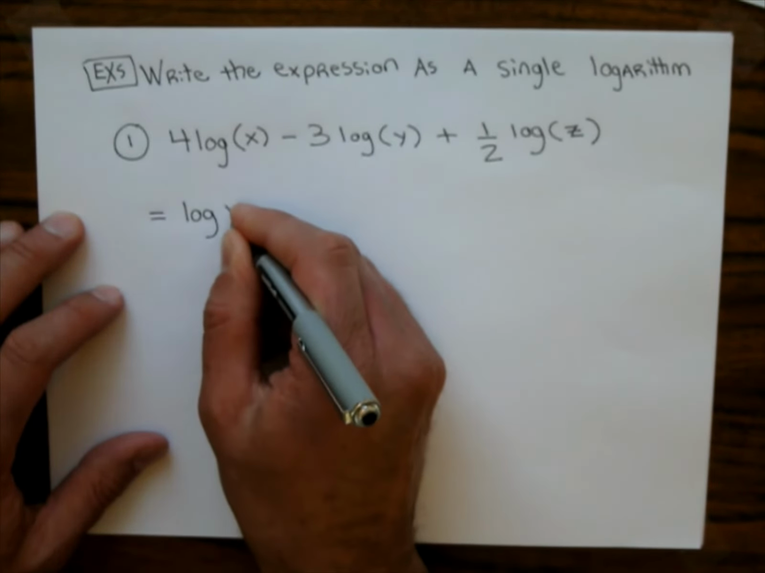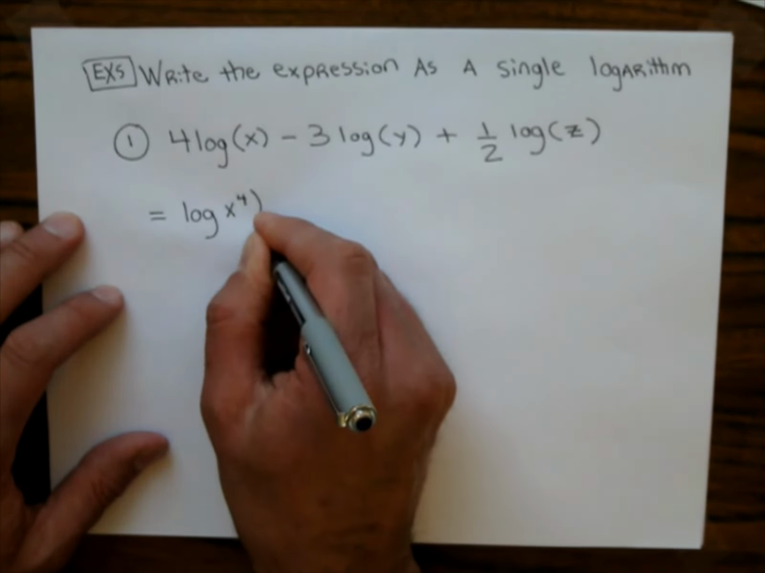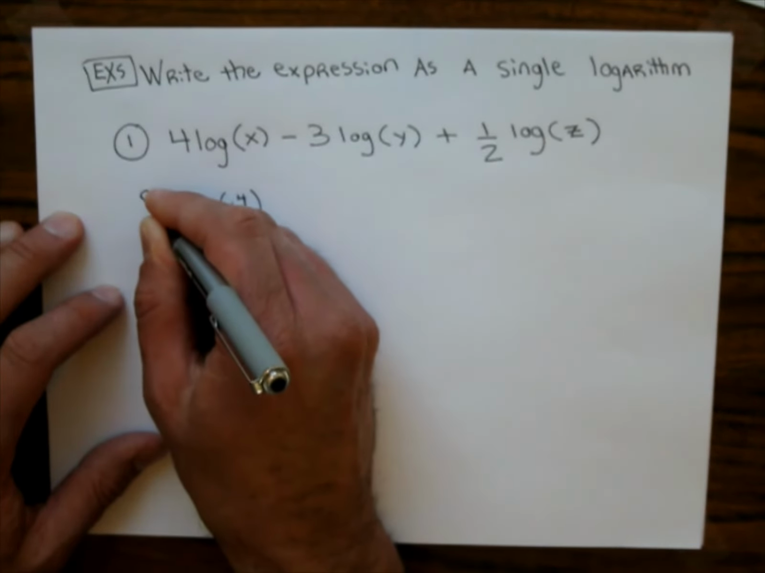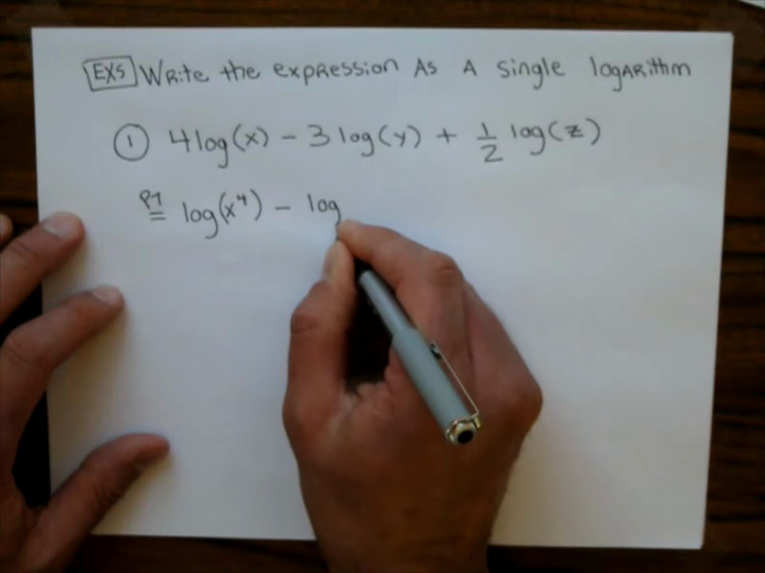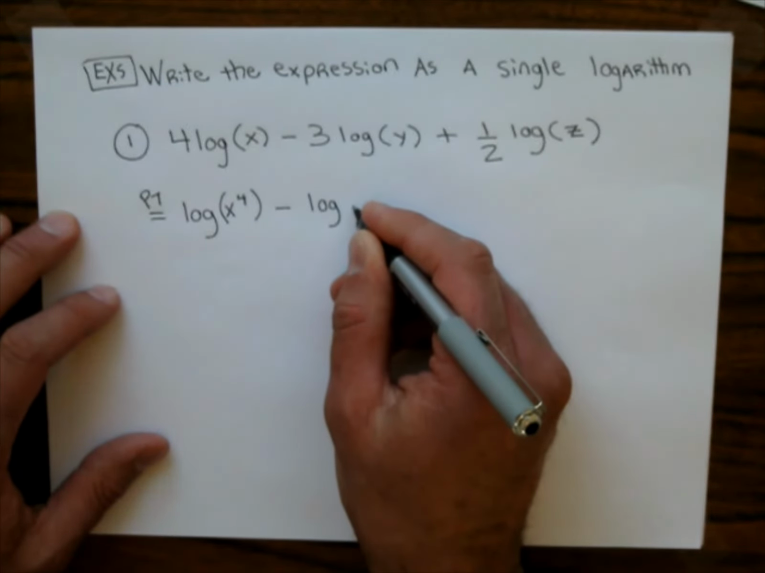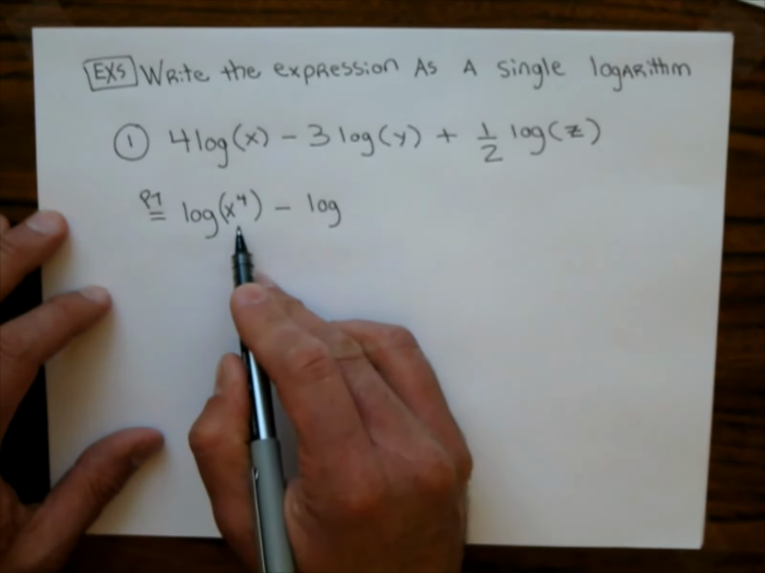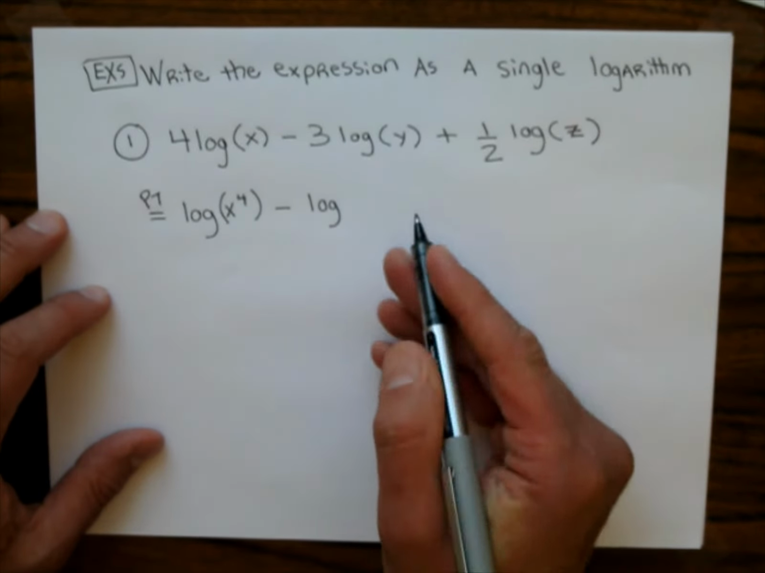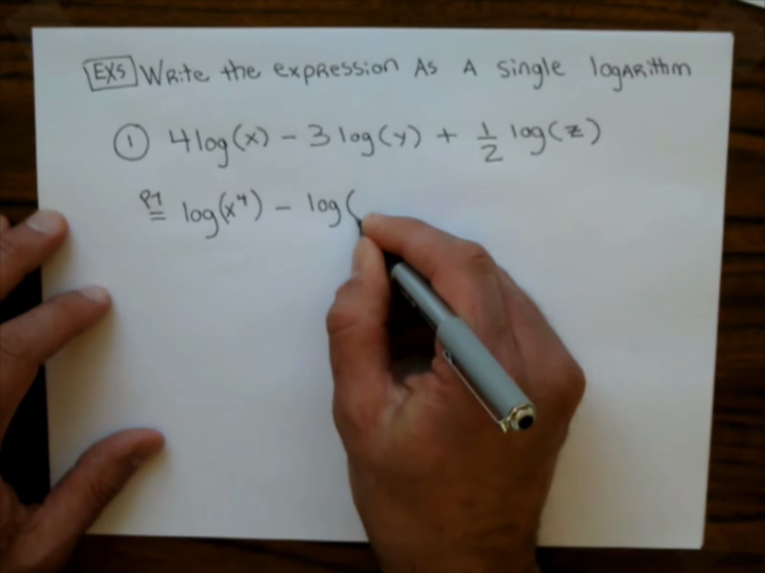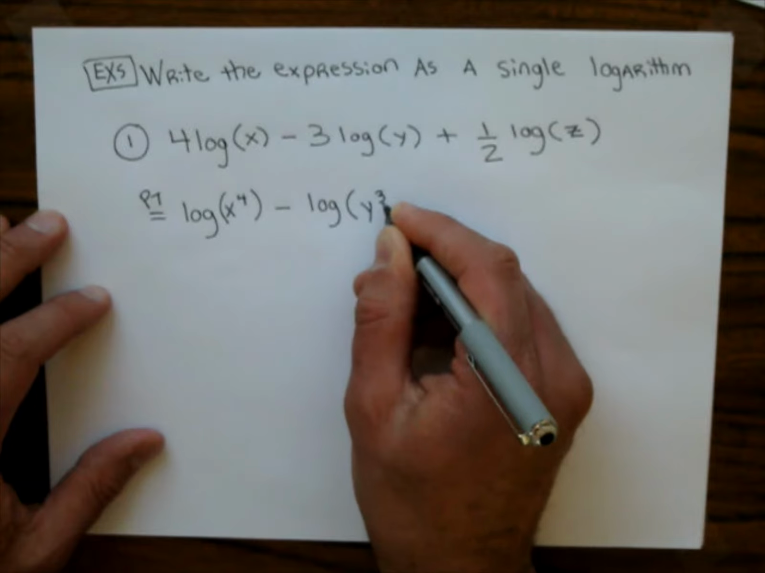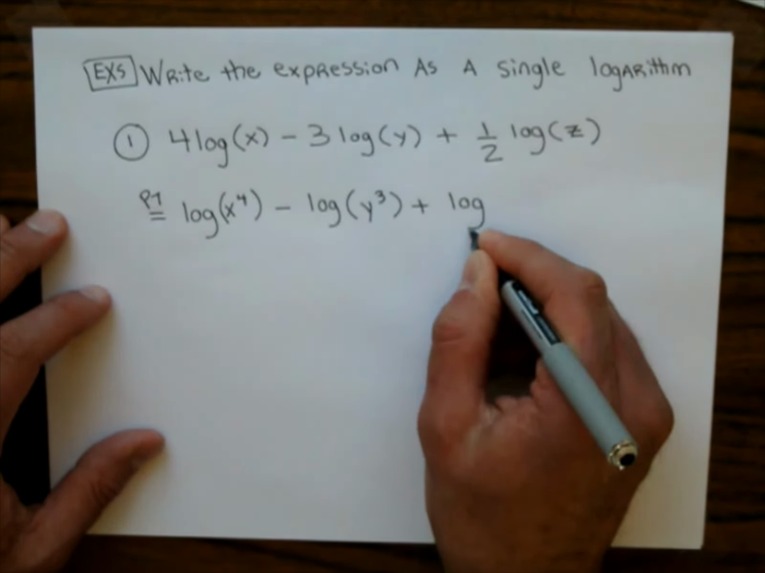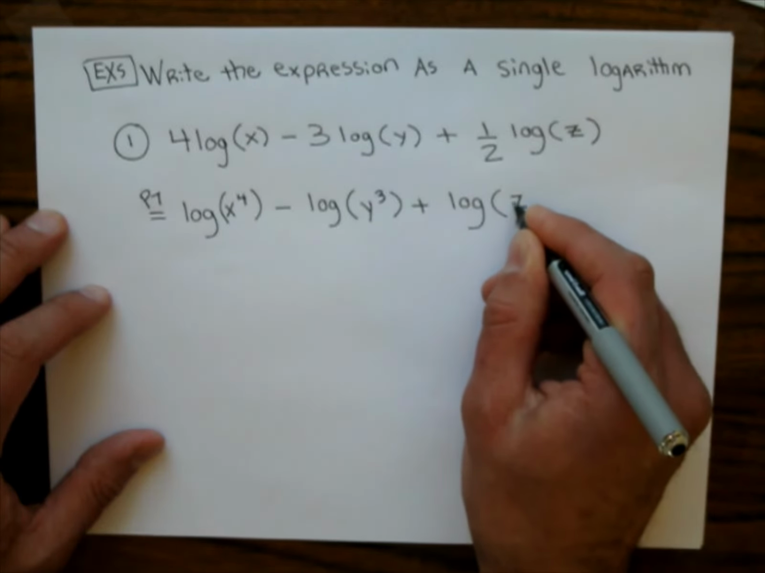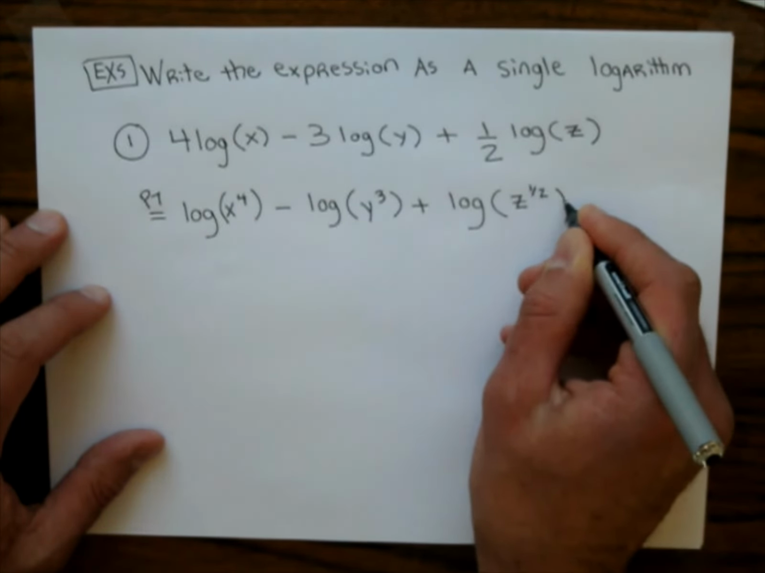Log base x to the 4th. So this is property 7. Minus log, I hope I didn't say log base x to the fourth, log base 10 of x to the fourth, minus log y cubed, plus log z to the 1/2.